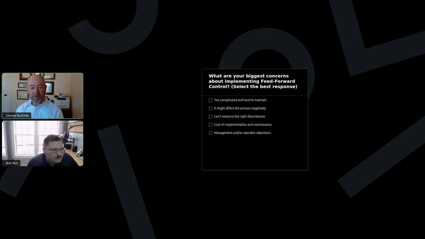So as you think about implementing feed forward in your plant, what are some of your reservations at this point in the presentation? What are you thinking might be some of the challenges? And you can pick as many of these as you see as barriers. Do you think it's going to be too complicated for your staff to maintain it? Do you think it might have a negative impact on the plant? Or maybe that you can't measure the right kind of disturbances? Maybe you've got some feed into your plant that you just don't have a good measure of what's in that feed stream. Might be the cost of implementation, or you think it might be hard for your management and your operations team to accept something new like this. So give us your thoughts here, and we'll take just a minute to go through that.